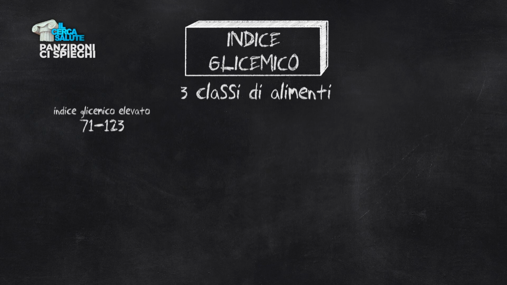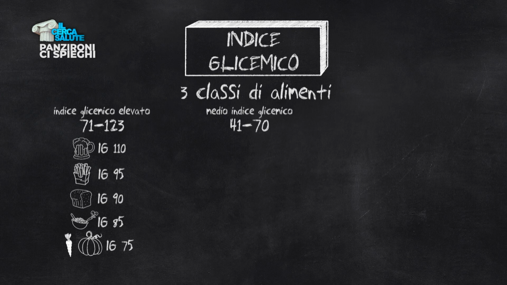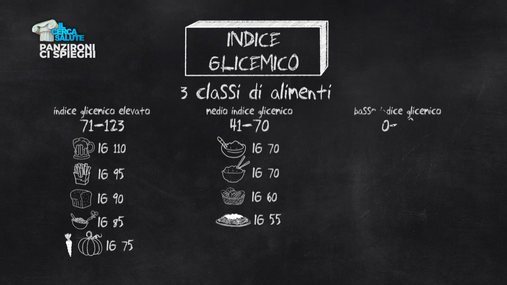With a high glycemic index are those in the range of 71 to 123, in which we find, for example, beer with 110, potato chips with 95, white bread with 90, cereals with 85, but also vegetables such as carrots 75, or pumpkin with 75. Medium glycemic index foods are in the range between 41 and 70, in which we find, for example, polenta with 70, rice with 70, whole wheat bread with 60, and noodles with 55. Low glycemic index foods are those with ranges between 0 and 39, in which we find, for example, legumes with 35, tomatoes with 30, broccoli with 15.